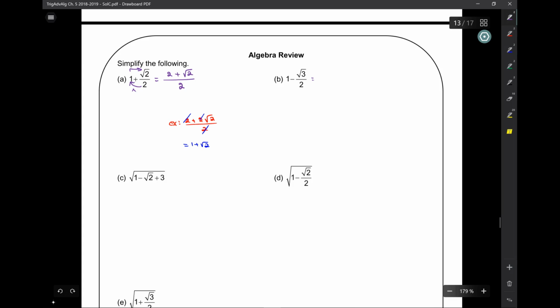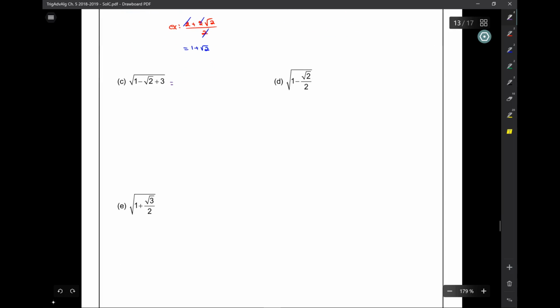Okay. Common denominator is going to be a 2. What am I going to get on top? 2 minus root 3. Okay? So multiply this way and then add that way. So 2 plus negative root 3. Okay, here I have a square root. What can I combine inside the root? The 1 and the 3, right? So that'll be a 4 minus root 2.